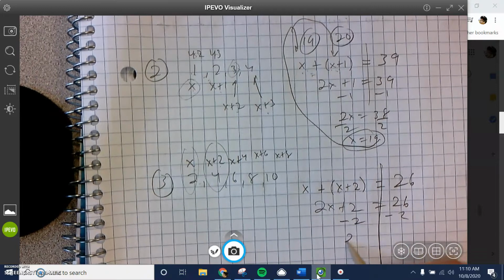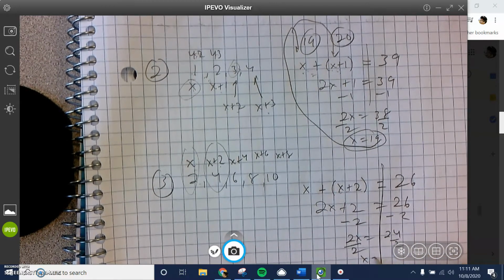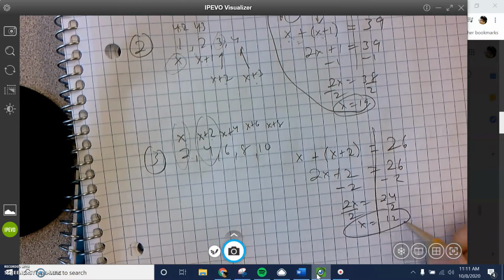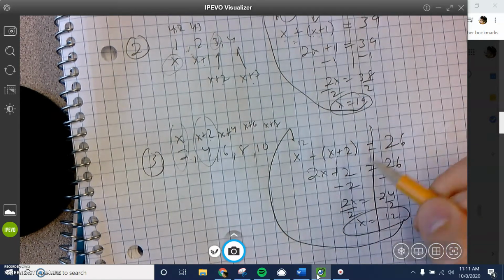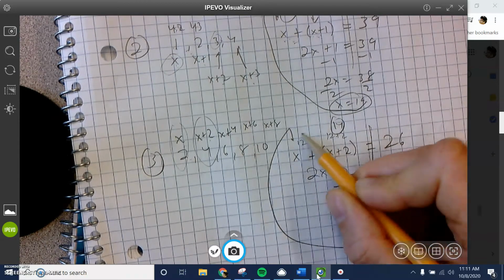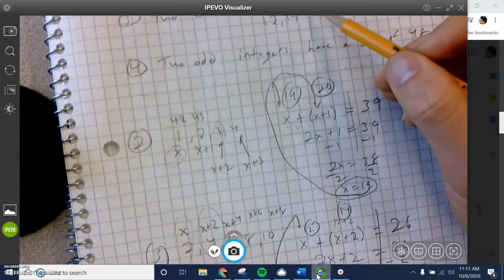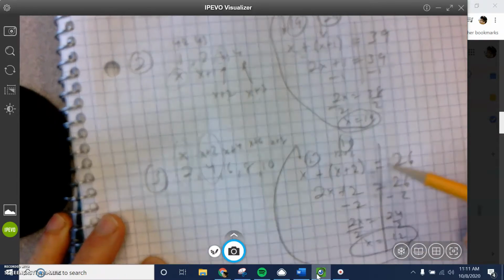Minus 2, 2x equals 24. Divide by 2, and x equals 12. Sorry, can't see that? x equals 12. Back up here. So that's 12, and 12 plus 2, which is 14. So 12 and 14. That's what we got before in this problem at the top of the dome. If you didn't get it at the top of the dome, then here it is. Here's how you get it right here.